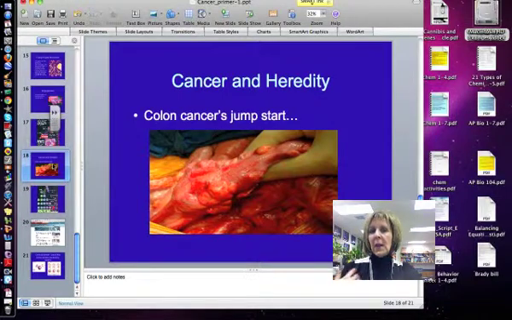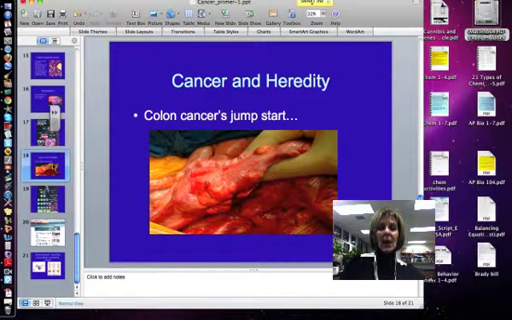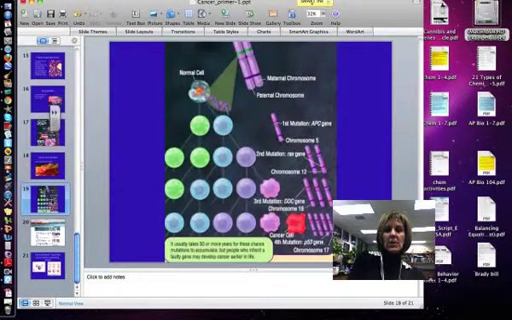We also know, of course, that heredity plays a huge part in cancer's environment that we know causes cancer. We know, for example, but we can also inherit mutations from our parents that give cancer a jump start.